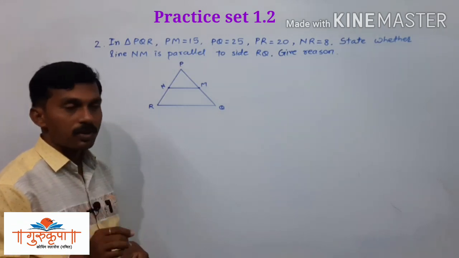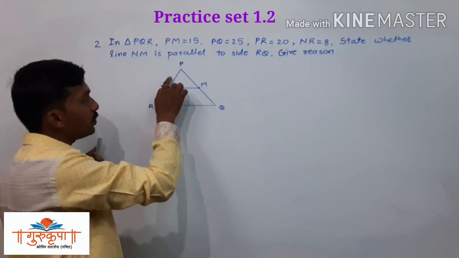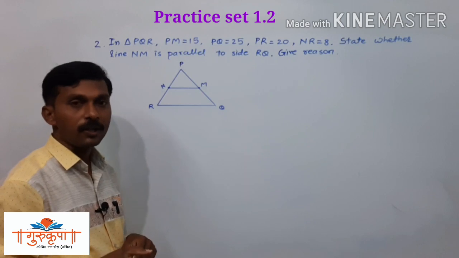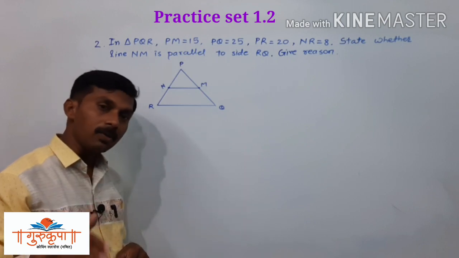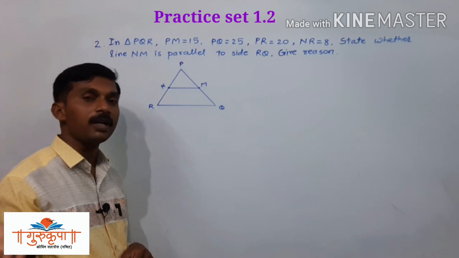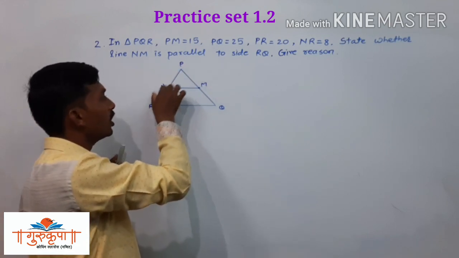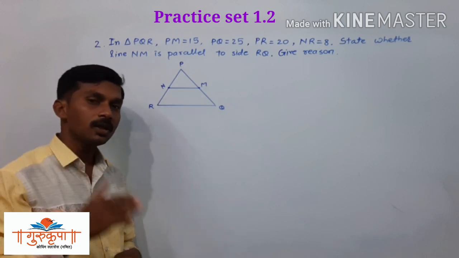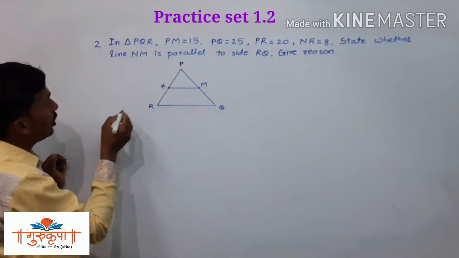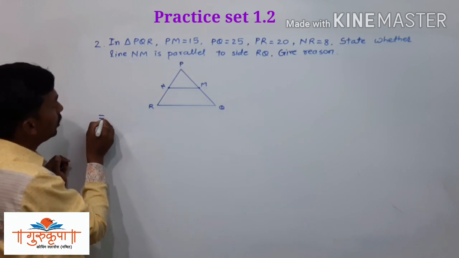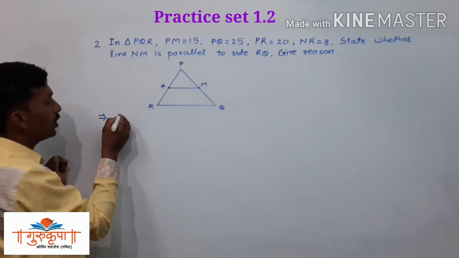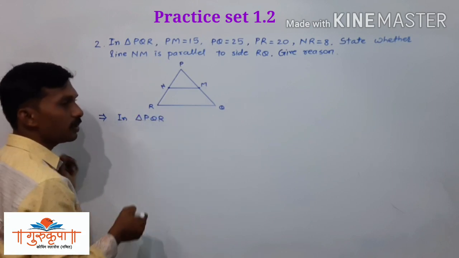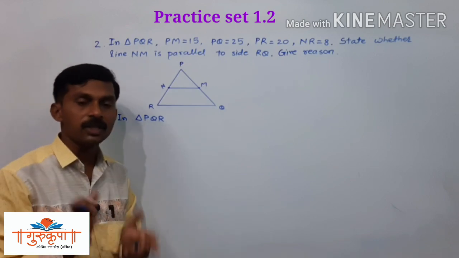But first we have to observe whether we know all these sides, that is Pn, Rn, Pm, Qm, and if it is not given, then we have to find these segments Pn, Nr, Pm and Mq first, and then we will get the values of ratios. So here first we will write whatever information we have available here. This is in triangle PQR. See the structure of writing the answer once again.